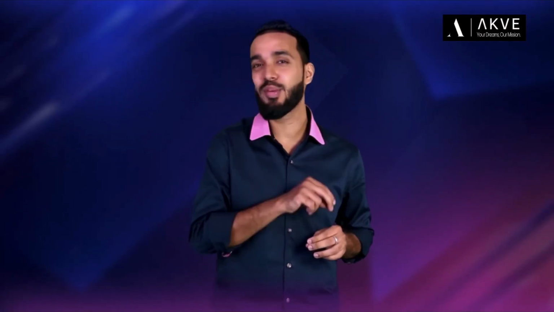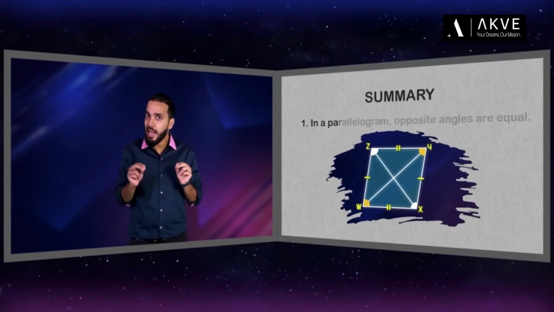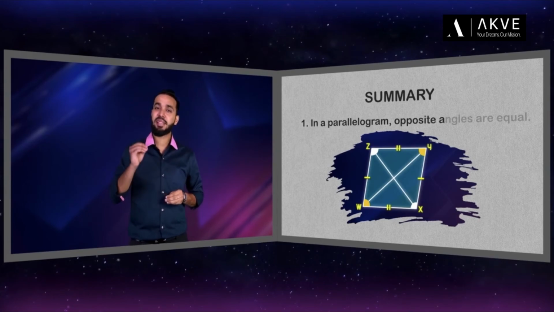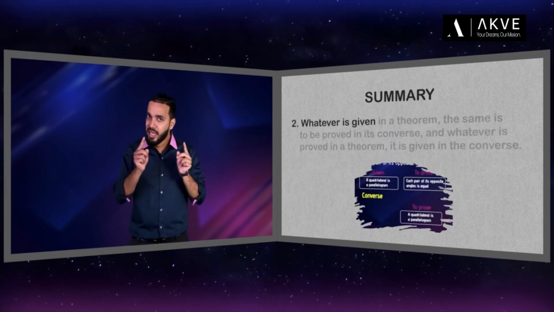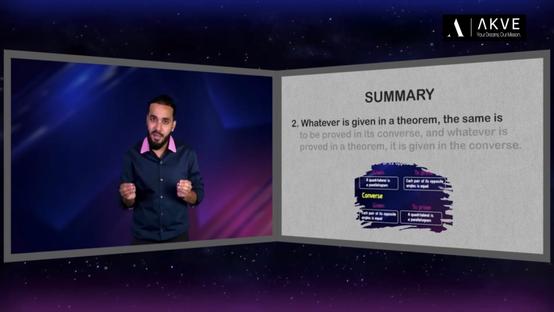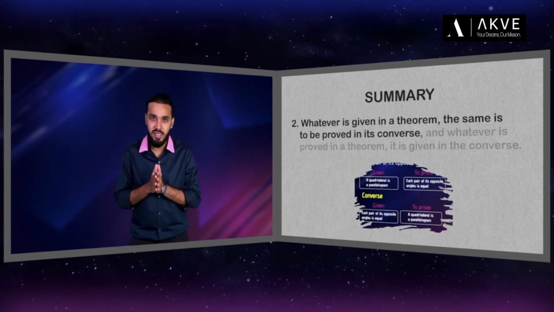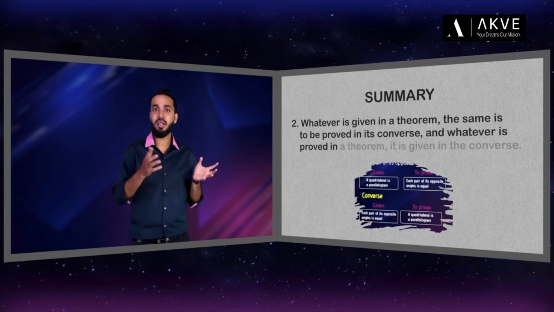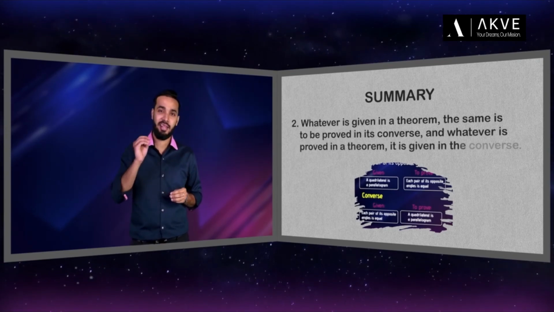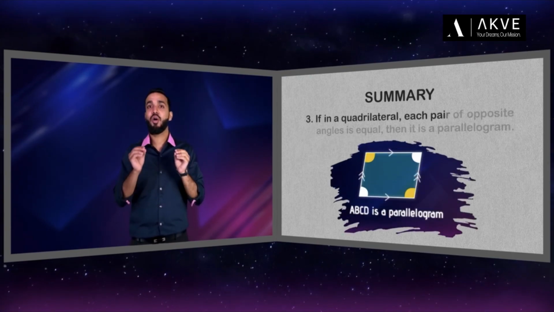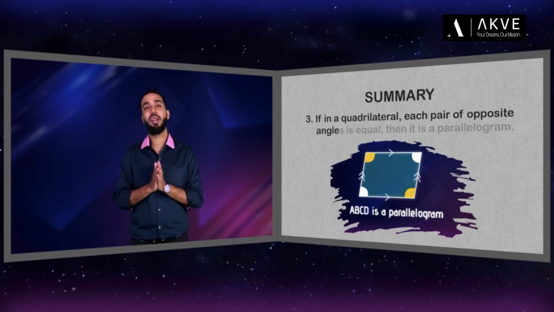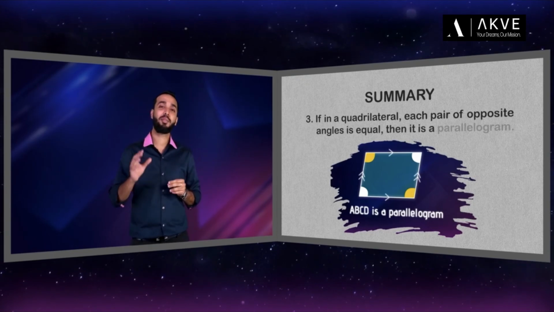So, in this video, we explored one more interesting property of parallelograms. We saw that in a parallelogram, opposite angles are equal. Whatever is given in a theorem, the same is to be proved in its converse. And whatever is proved in a theorem, it is given in the converse. If in a quadrilateral, each pair of opposite angles is equal, then it is a parallelogram.